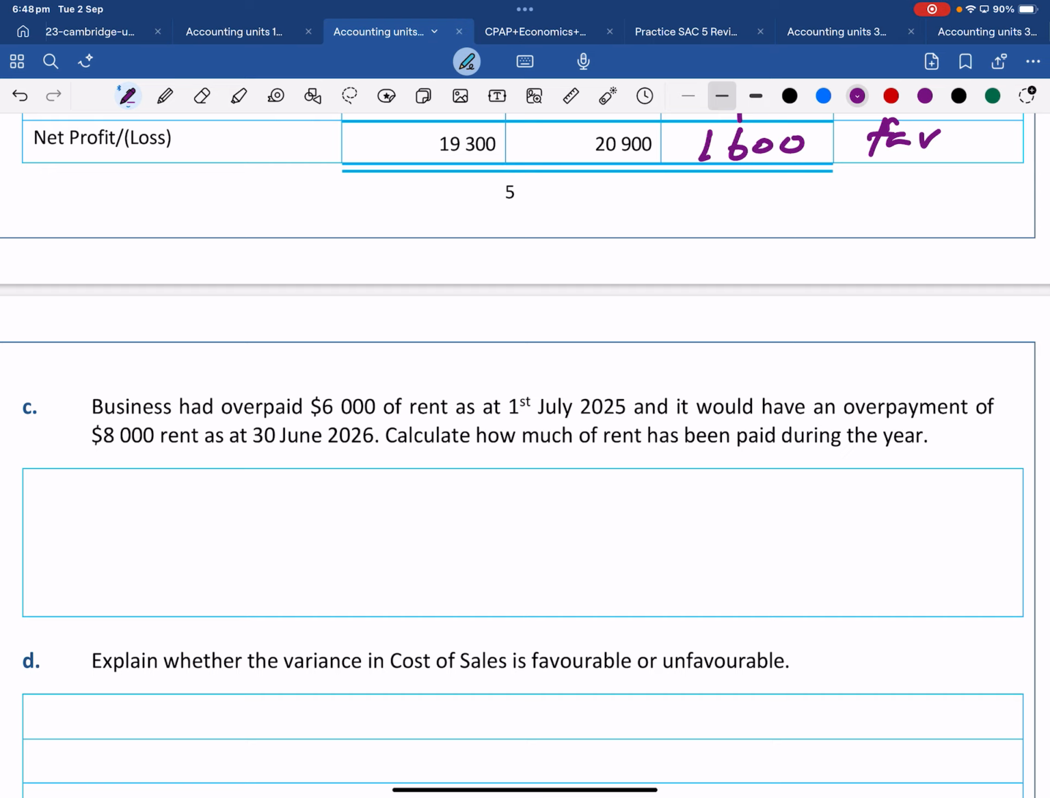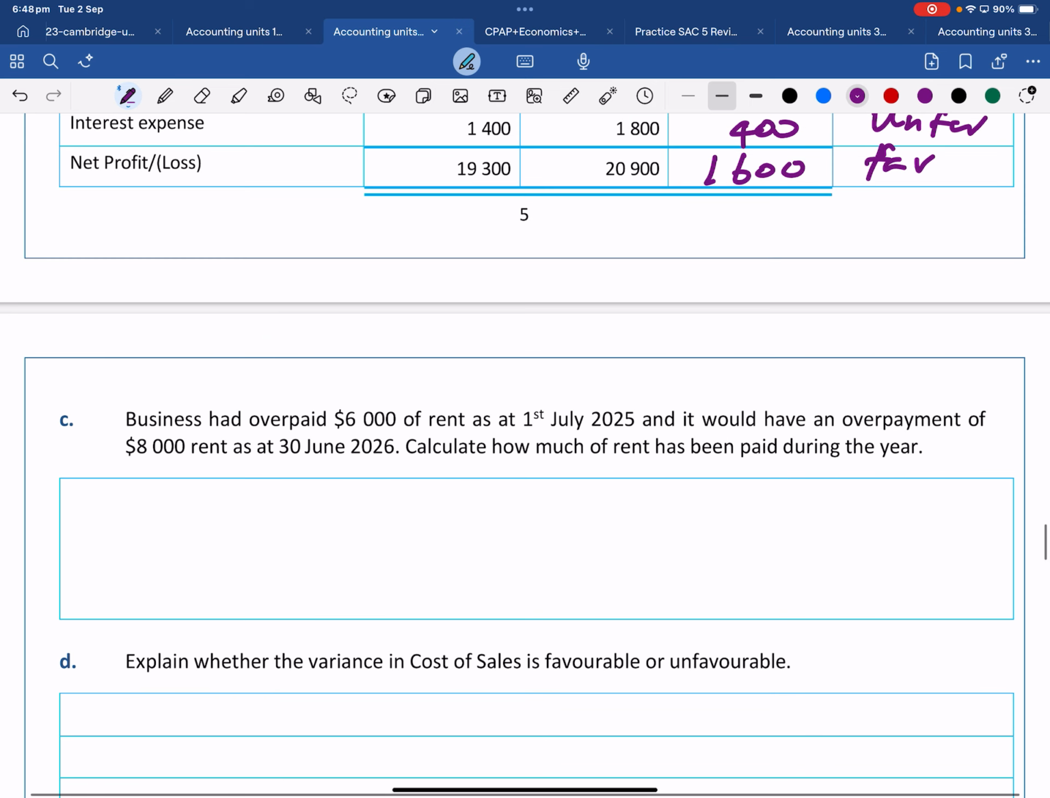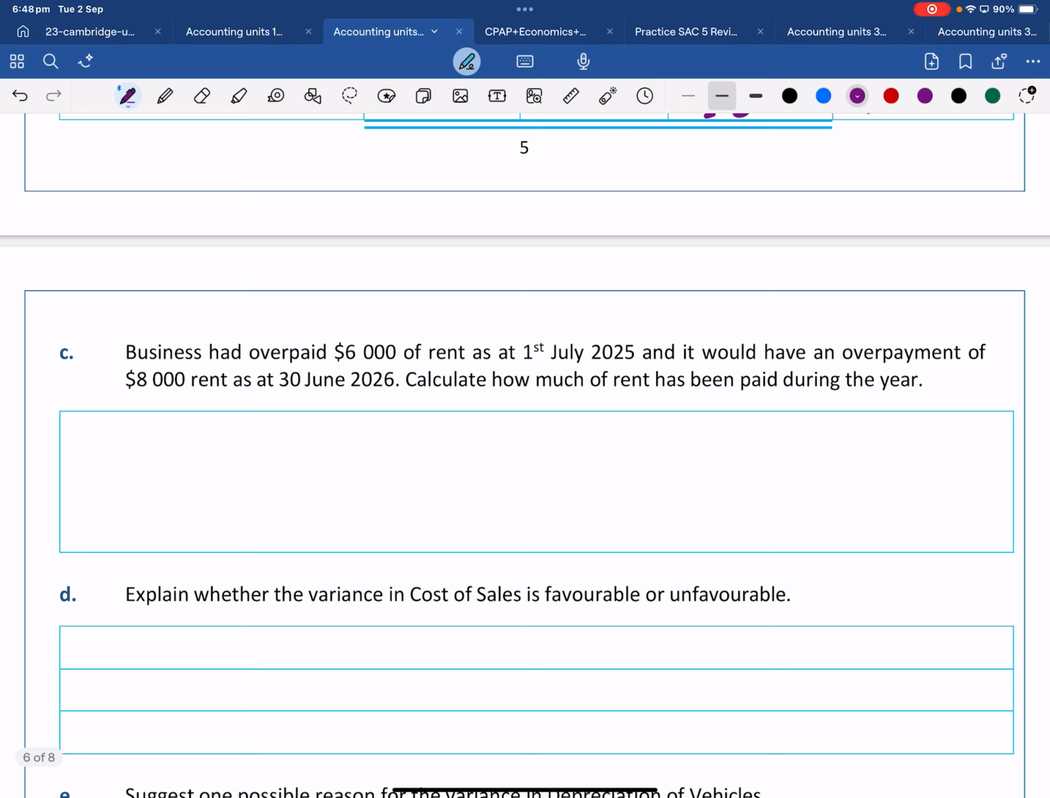How much rent has been paid during the year? Will it just be paid here? Any other answers? How much? 14. How much did you say, Harry? 14. And 6. Yes. Sash? I don't know. 12. Okay.